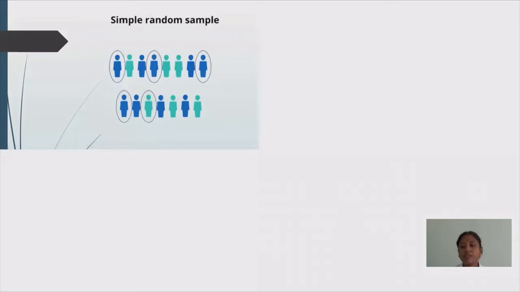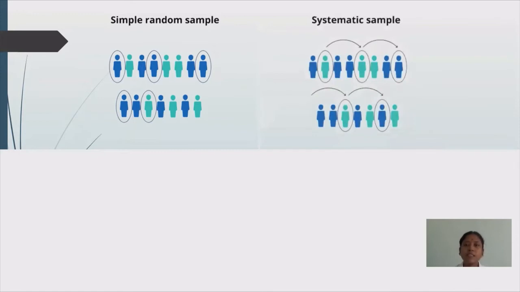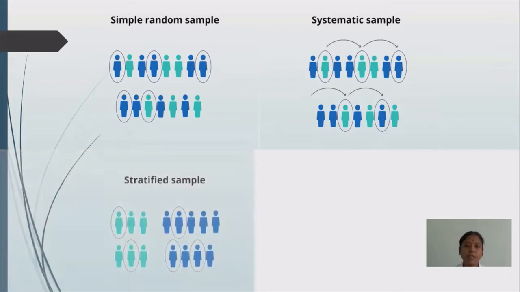So again, we are summarizing. Simple random sampling is where each and every one has an equal opportunity to be included in a sample. So that is simple random sample. Next is the systematic sample. So the first unit will be selected according to us, and then every kth element will be selected. So that is the systematic sampling method.